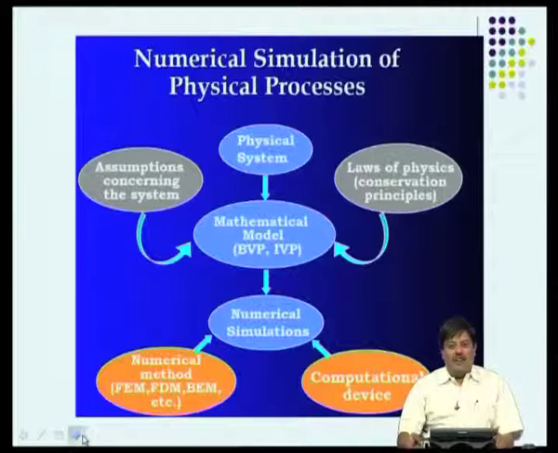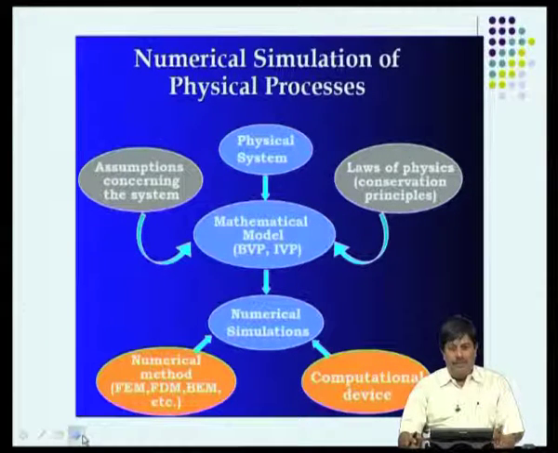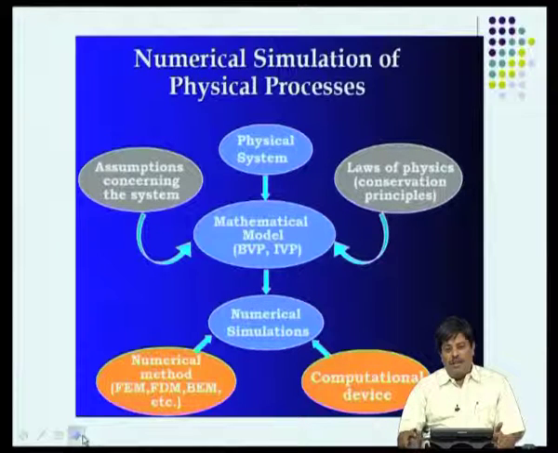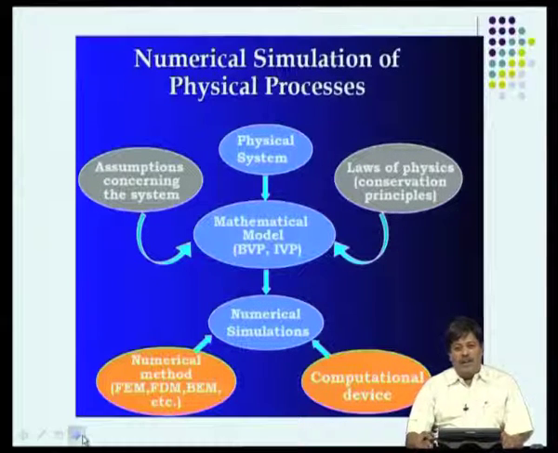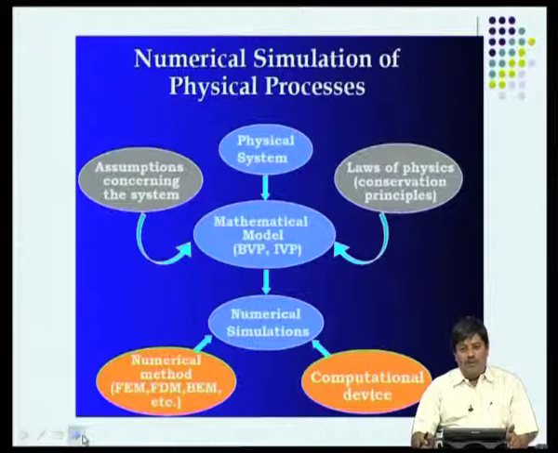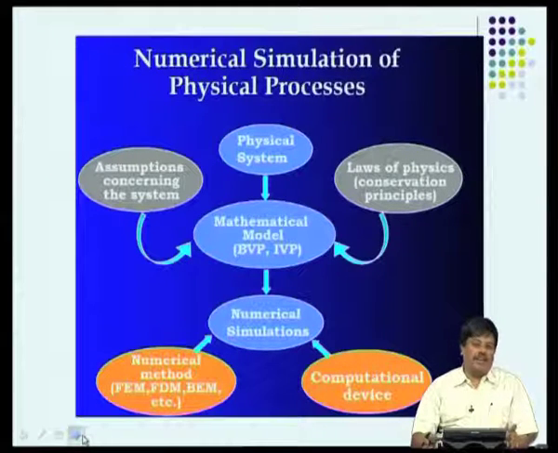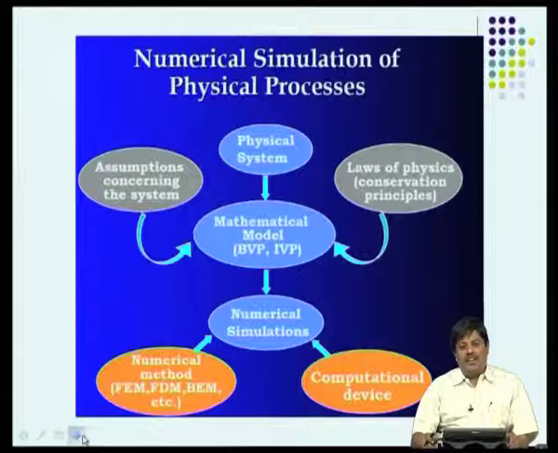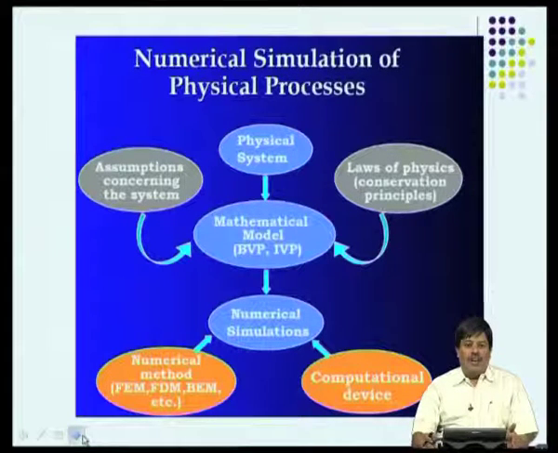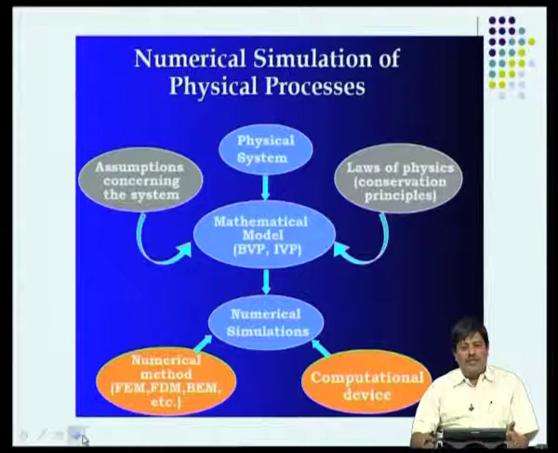So, we will again talk about the physical system. We construct a mathematical model. A mathematical model will be either a boundary value problem having a set of governing equations and the boundary conditions, and also an initial value problem if it is a time dependent problem, where you will have initial conditions at time t equal to 0. These are basically obtained from the laws of physics like the conservation laws, energy laws, mass conservation, and also assumptions concerning the systems.